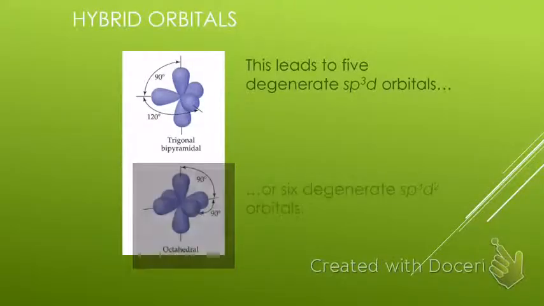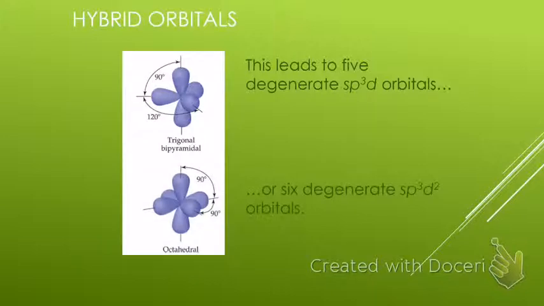So this would look like 5 degenerate sp3d orbitals, or you could even go up and do 2 of the Ds in order to make the octahedral, which would be 90 degrees between everything, as we discussed in the last chapter.